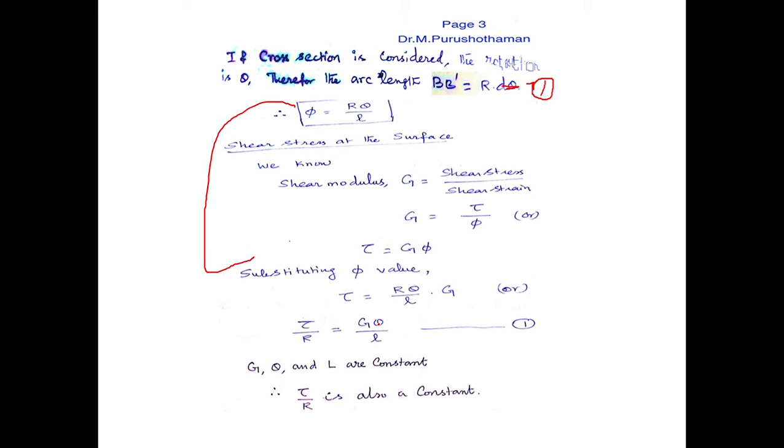So tau equals G R theta by L, the R comes here. So tau by R is equal to G theta by L. This is equation number 1. Here G, that is modulus of rigidity, is constant for the material, and theta is also a constant value. L is also a constant value. So G, theta and L, these three values are constant. So tau by R is also a constant, right?